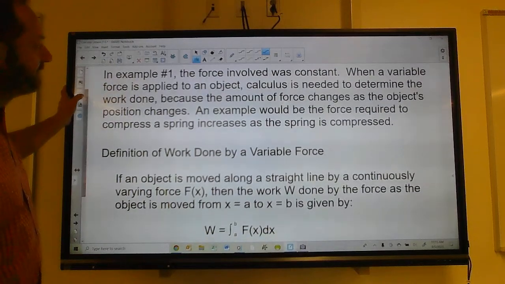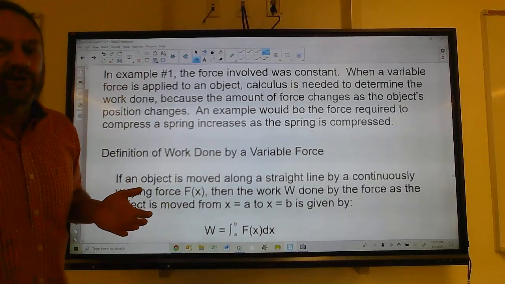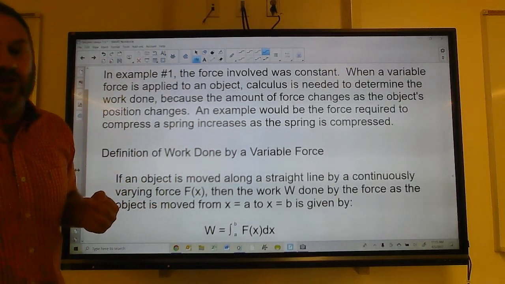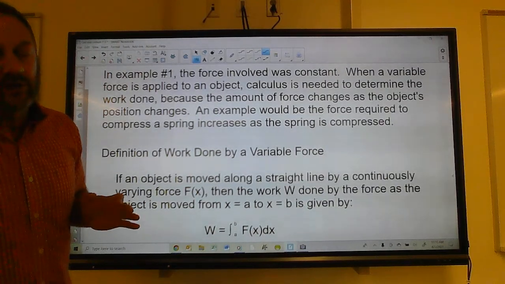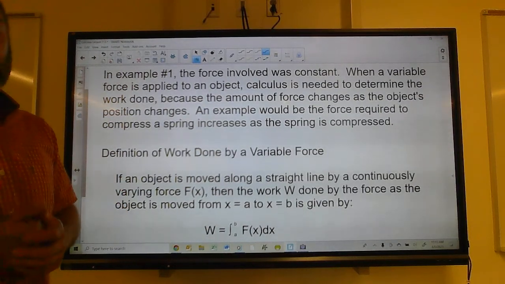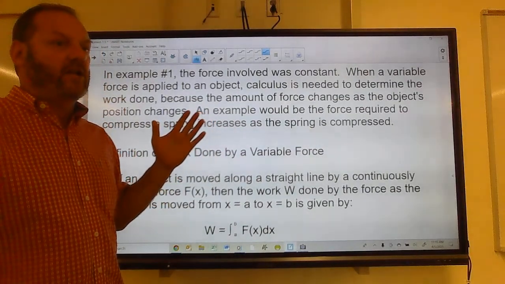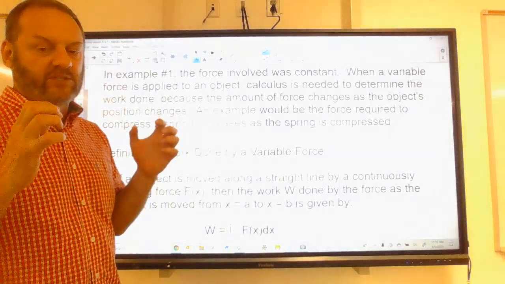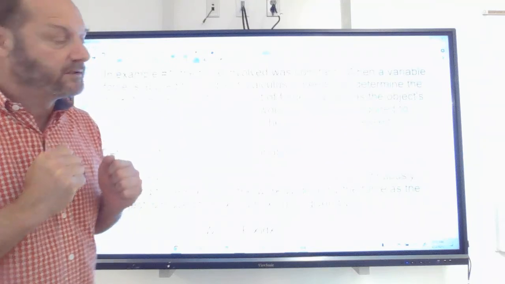So in example 1, the force involved was constant. When a variable force is applied to an object, calculus is needed to determine the work done because the amount of force changes as the object's position changes. So the best example of that, or one of the easier ones to understand, is a spring. Okay, so you take a spring and you want to push the spring so it contracts or compresses, but the more it compresses, the harder it gets to compress it.